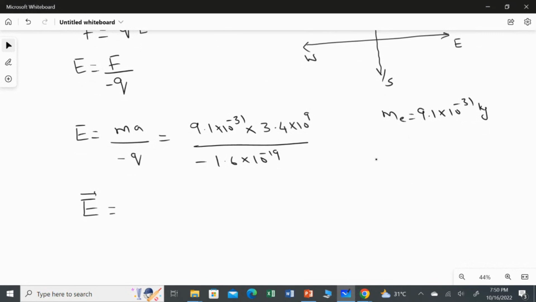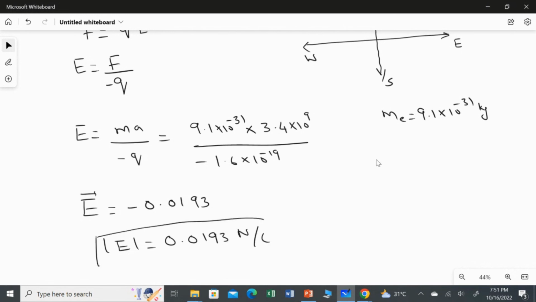magnitude of the electric field. So 9.1 10 to the power of minus 31 multiplied by 3.4 multiplied by 10 to the power of 9 over minus 1.6 10 to the power of minus 19. So the answer I got is minus 0.0193, but we are going to consider only the electrical field magnitude, which is 0.0193 Newton per coulomb. This is the unit for electrical field. So this is the answer for the first part.